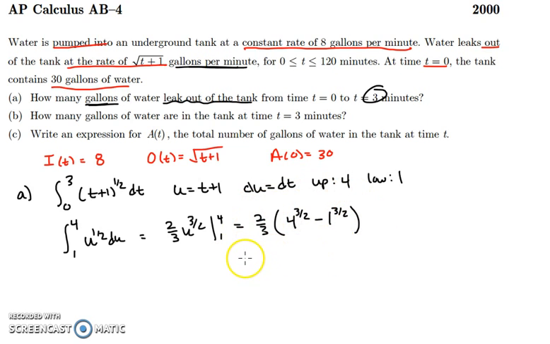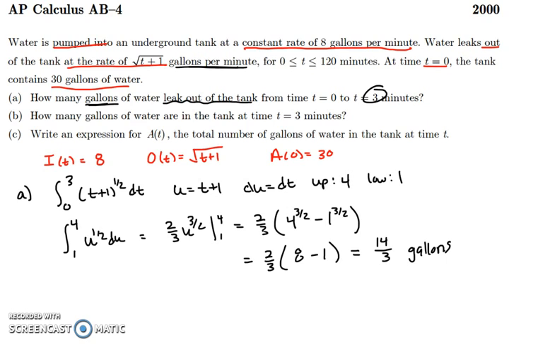Now, if we were to keep going, we're going to get 2/3 times. The 3/2 power means take the square root, that's the denominator tells us the root, and then raise it to the 3rd power. So the square root of 4 is 2, to the 3rd power is 8. 1 to the 3/2 is just going to be 1. So we have 8 minus 1 is 7. 7 times 2/3 is going to be 14/3. So how many gallons? We have 14/3 gallons that have leaked out.